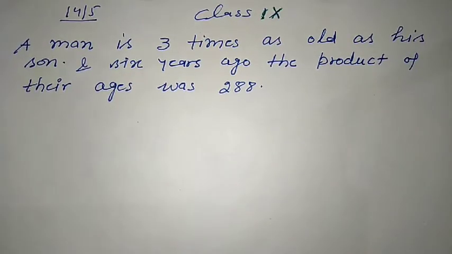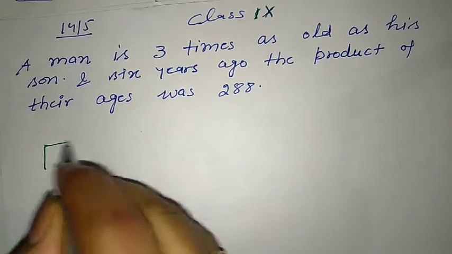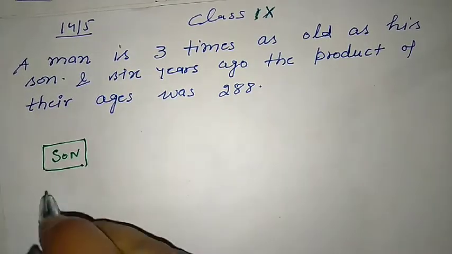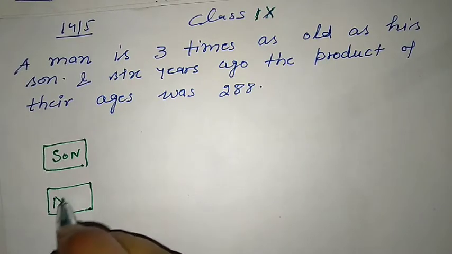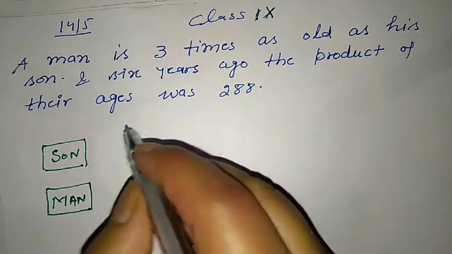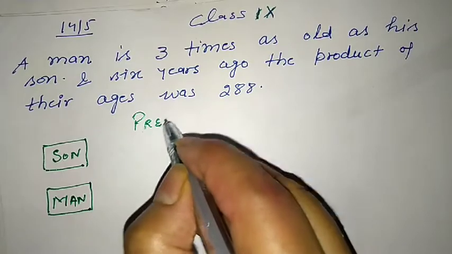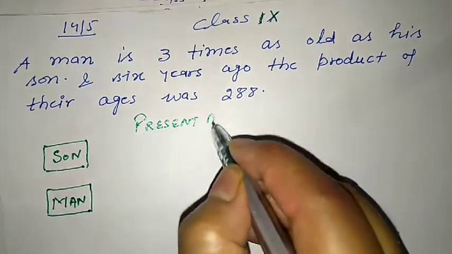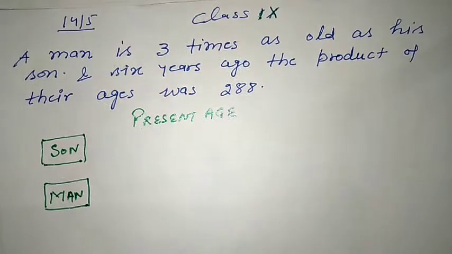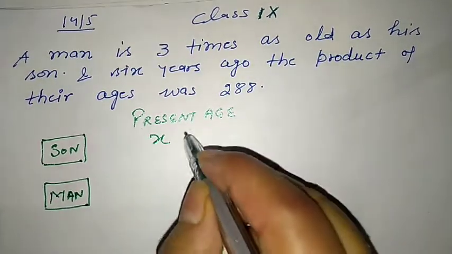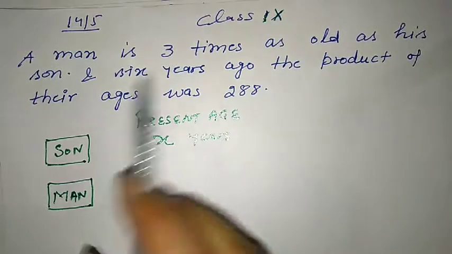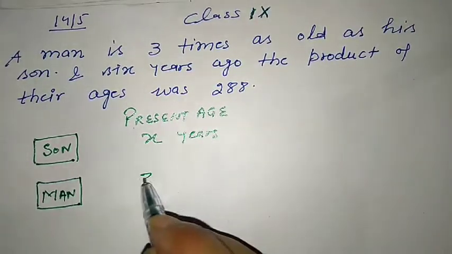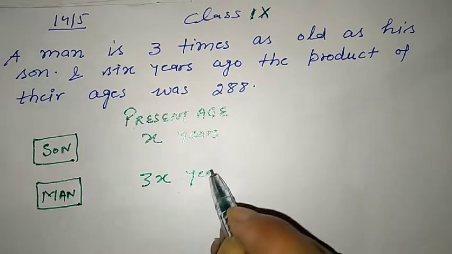So here we are having, suppose this is son and here is man. So first we will discuss their ages. If we let the age of son is x years, so according to the question, the man's age is 3 times of his son. So here we will write 3x years.